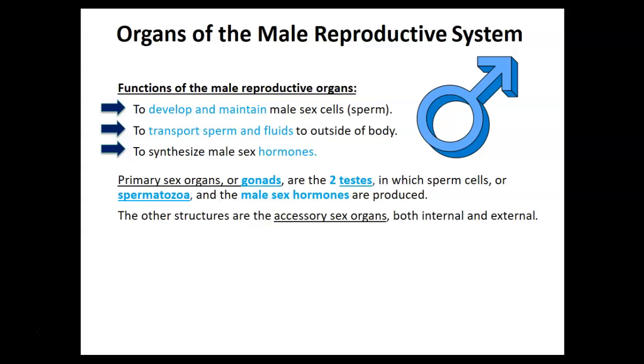So the primary sex organs in male or female are called gonads. Now, the gonads in a male are two testes, so it's a paired structure. And in the testes, the sperm cells, which are called spermatozoa, are formed. And male sex hormones like testosterone are also produced there. There are some other accessory sex organs, internal and external, and we'll talk about those as we go through the lecture.